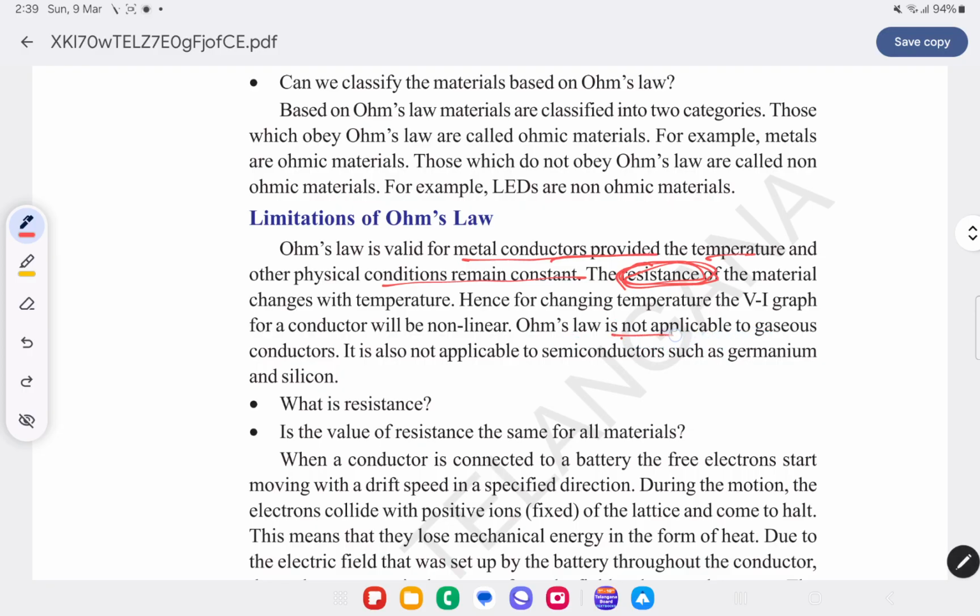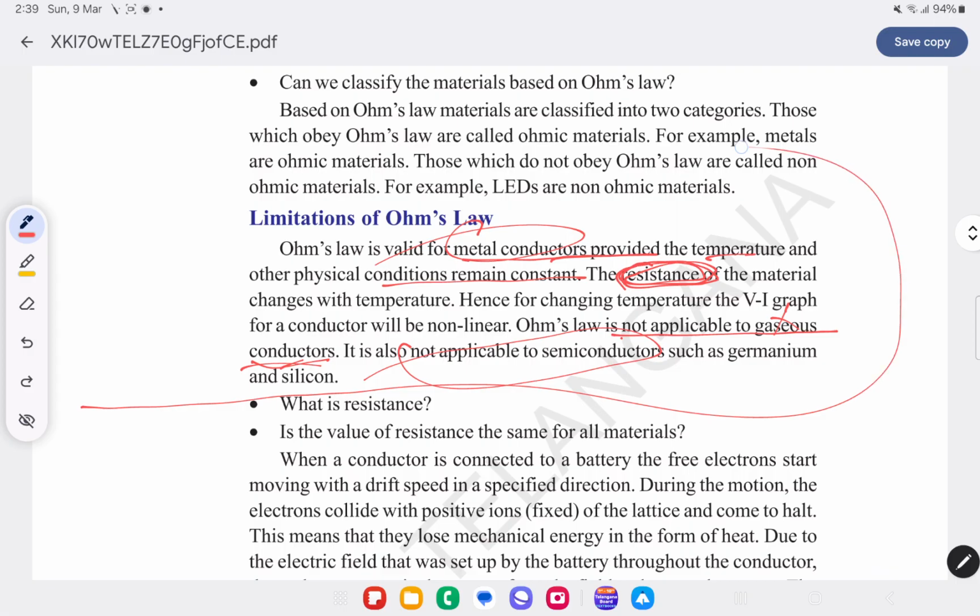Ohm's law is not applicable to gaseous conductors. It is applicable only to metal conductors. So the first point is that it's applicable only to metal conductors, and that too at constant temperature. If temperature is changing, then Ohm's law will fail there also. And Ohm's law is not applicable to gaseous conductors. Ohm's law is not applicable to semiconductors. So these three are the limitations, right? Till here you have the limitations of Ohm's law.